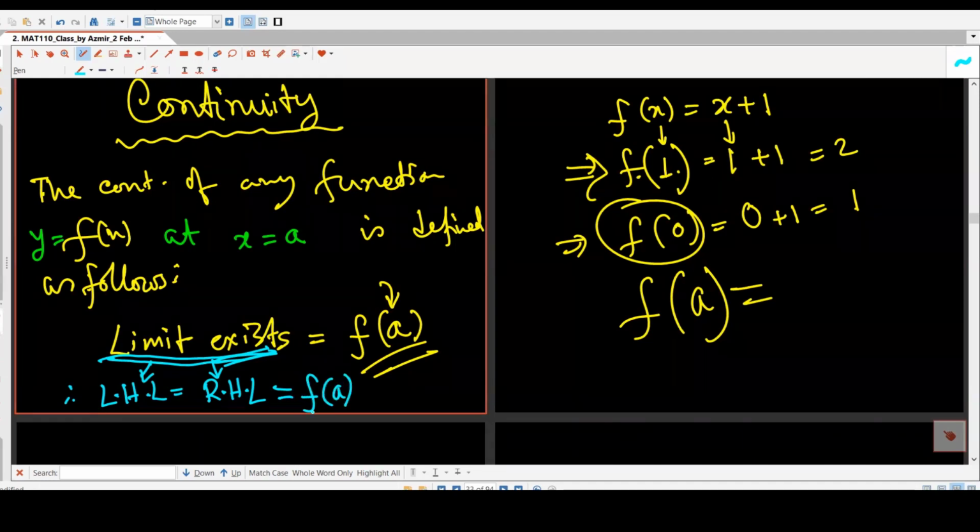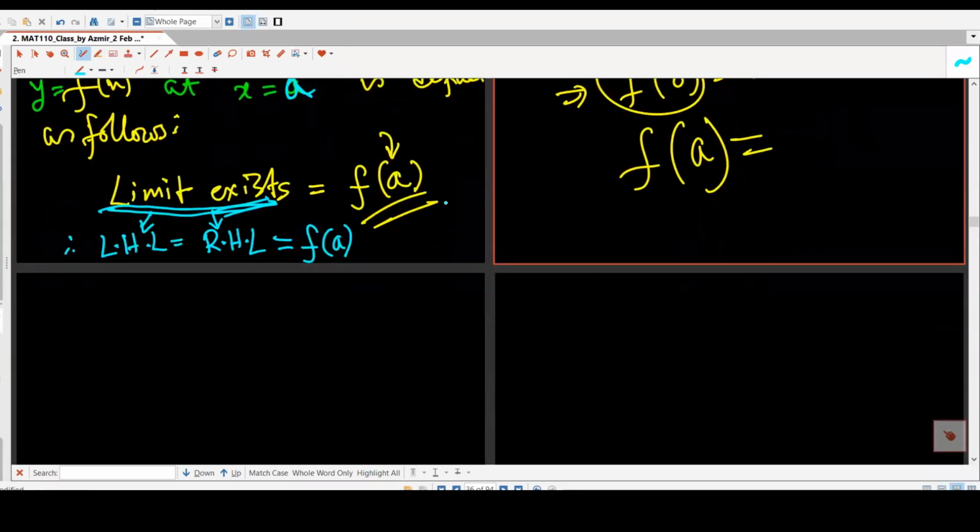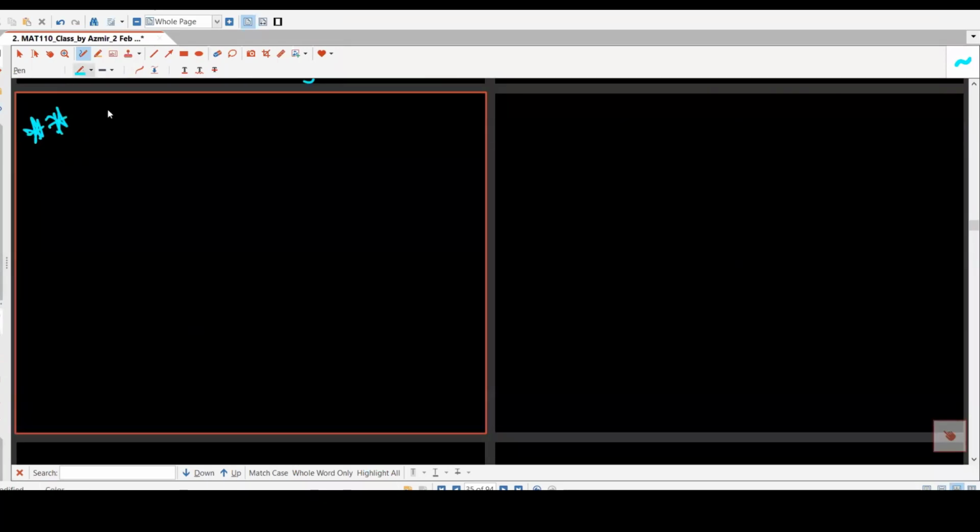What is the functional value at a? If the functional value is also the same, we can say the function is continuous at x equals a. So we want to check the continuity.